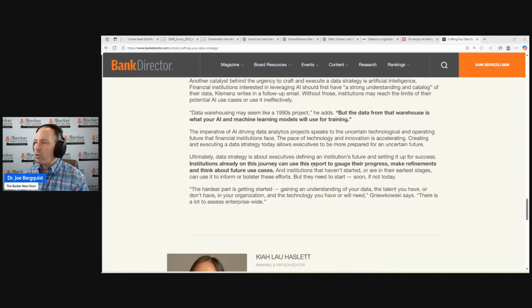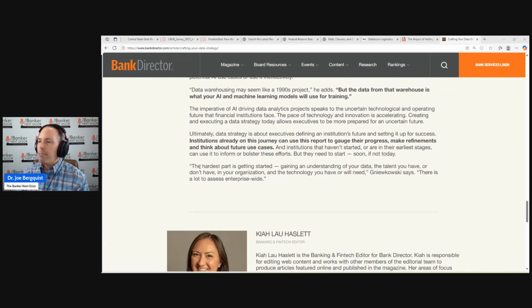Institutions already on this journey can use this report to gauge their progress, make refinements, and think about future use cases. And it concludes by saying the hardest part is getting started, gaining an understanding of your data, the talent you have or don't have in your organization, and the technology you have or will need. There is a lot to assess enterprise-wide.